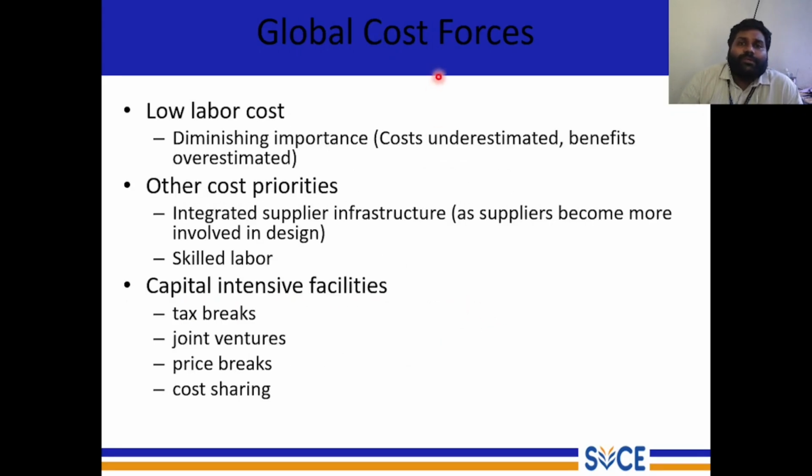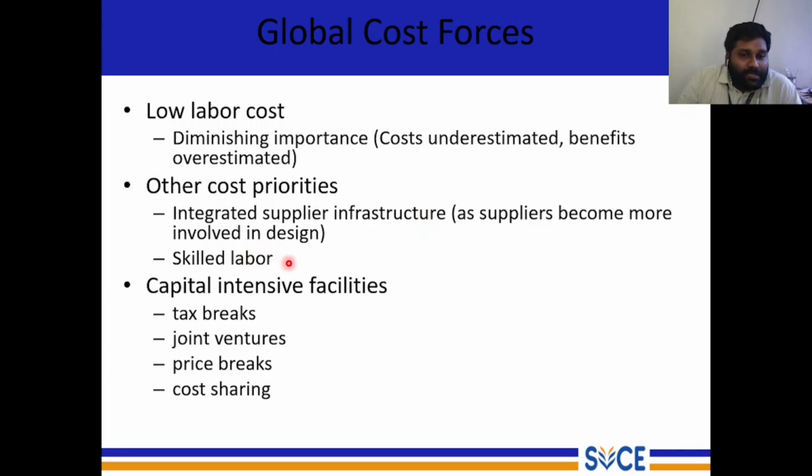So what is global cost for? That is low labor cost, diminishing importance, cost underestimated, benefits overestimated. Low labor cost is one of the main aspects of globalization, getting the products manufactured in a different country. Other cost priorities are integrated supplier infrastructure, where suppliers become more involved in design.